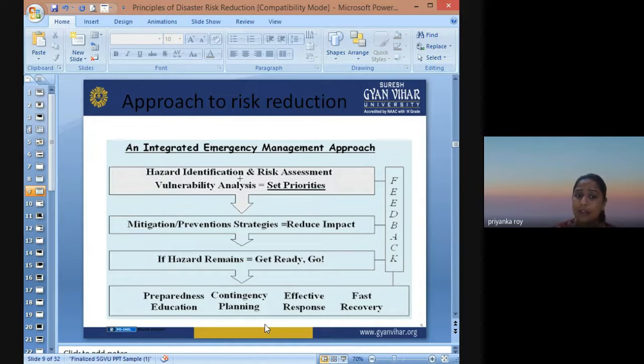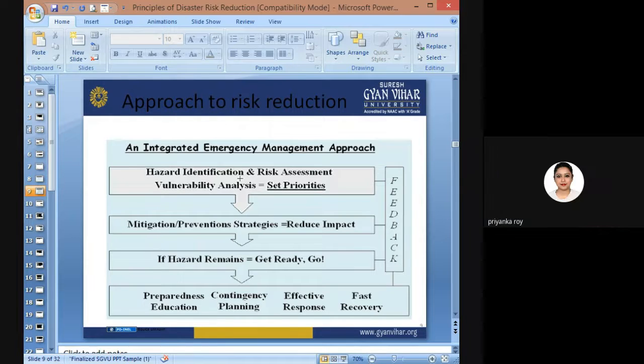Then if a hazard remains and there is still a risk remaining, you have the preparedness education programs. Then you have contingency planning, effective response, and fast recovery activities in these areas.